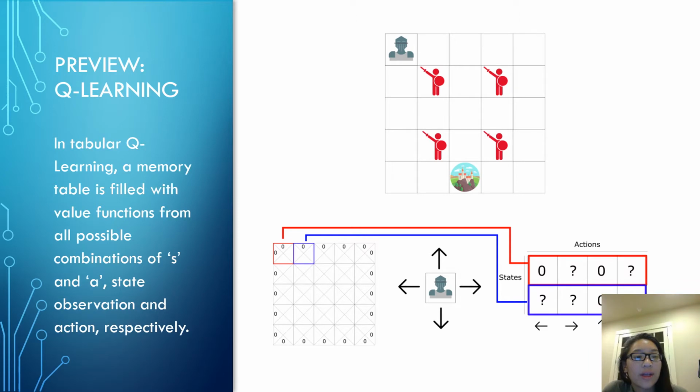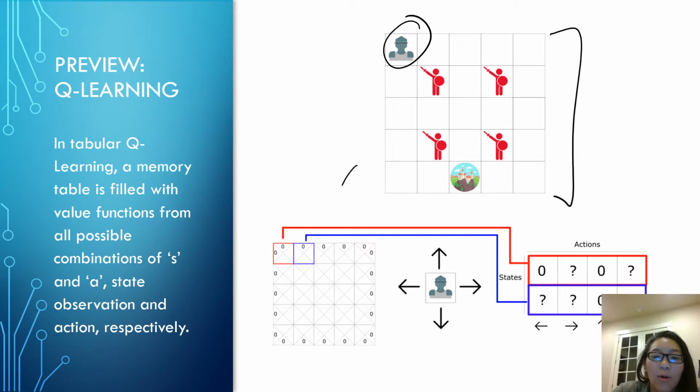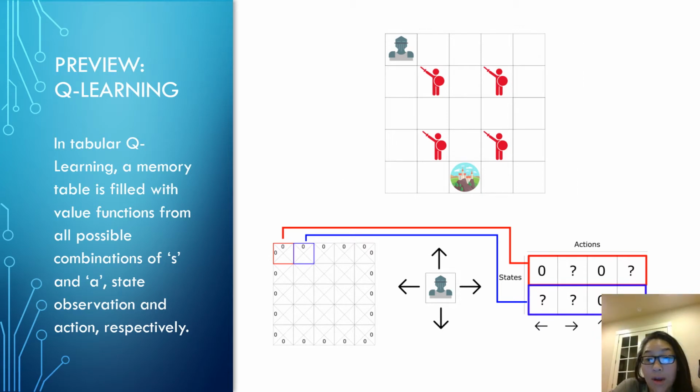In tabular Q learning, a memory table is full of action value functions from all possible combinations of state and action. So in this example, we have an agent, a knight, and an environment, and a corresponding Q table that would be filled out that represents this environment. Each state in this environment, or each square in this grid, represents a state. And within the state, for example, this red state right here, it has a corresponding action value function for all the actions within that state.